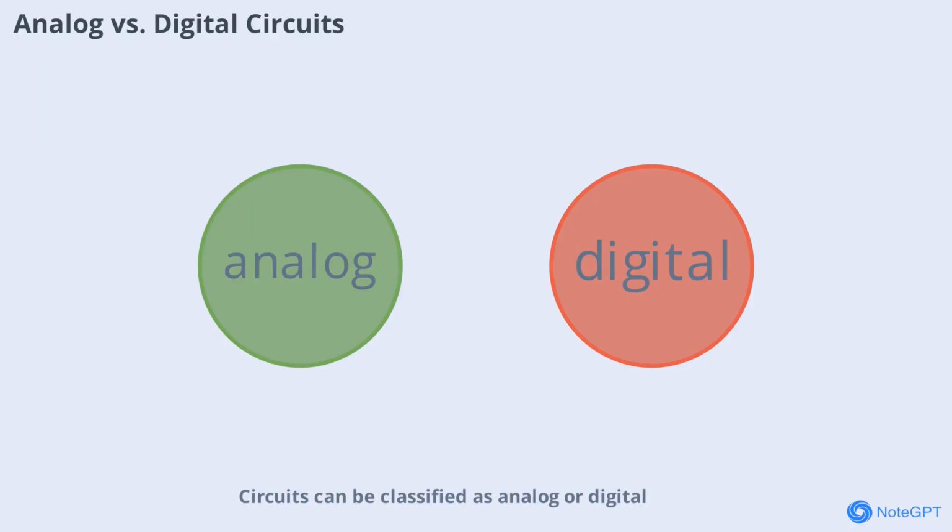Circuits can be classified as analog or digital. Analog circuits process continuous signals like audio or temperature, while digital circuits handle discrete signals such as binary data. Each type has its own design considerations and applications. For example, analog circuits are used in audio amplifiers, while digital circuits are found in computers and smartphones. Understanding the difference helps you choose the right approach for your project.